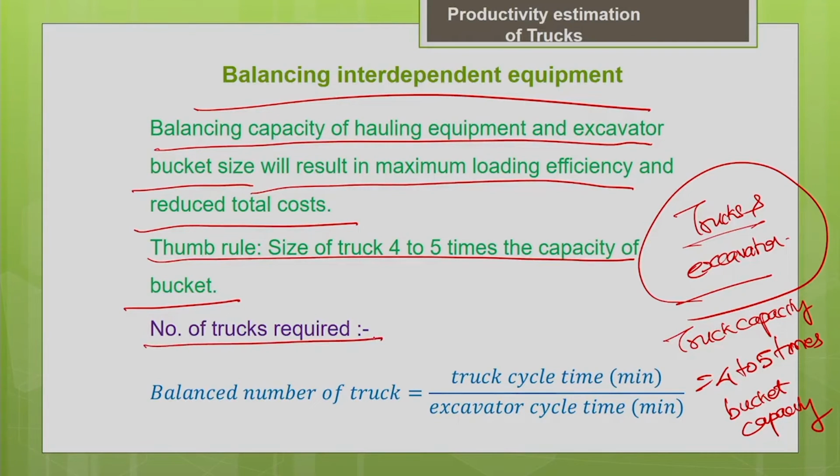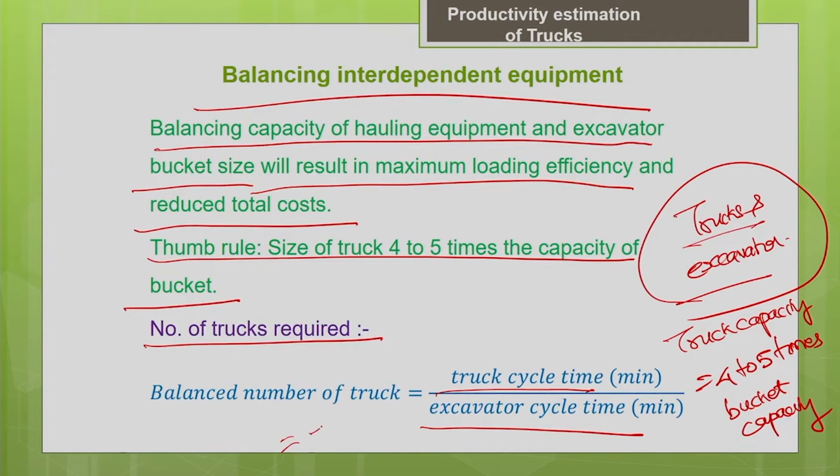Now, let us find what is the balanced number of trucks. How many trucks are going to be served by one excavator? That is what we are going to find. That depends upon the cycle time of your truck and the cycle time of your excavator. So, divide the truck cycle time by the excavator cycle time, and you will get the balanced number of trucks. The balanced number indicates a particular number at which both the machines are working at the same production level. They will give you the maximum productivity, there will not be much waiting time. So, the cycle time will be less, the productivity will be maximum. It is preferable to go by the balanced number.